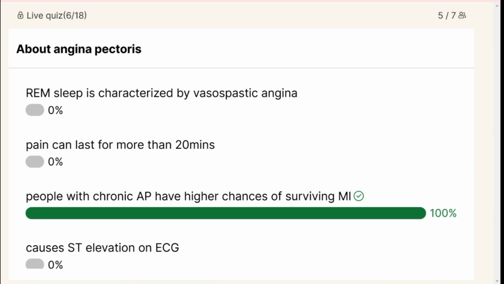People with chronic angina pectoris have higher chances of surviving MI. That is true because of the formation of collaterals, and during ischemia the collaterals can continue to perfuse the muscle to prevent an infarction, which is the MI. Causes ST elevation on ECG? That's not true. ST elevation is the STEMI, which is ST elevation associated with myocardial infarction. Instead, ischemia actually causes ST depression.